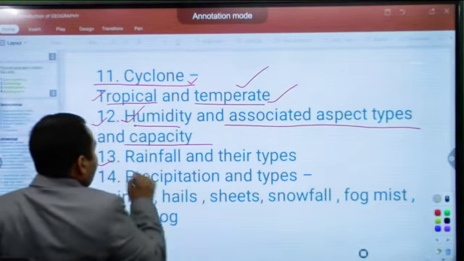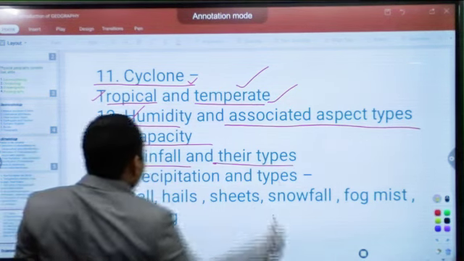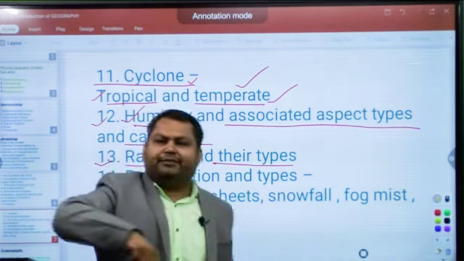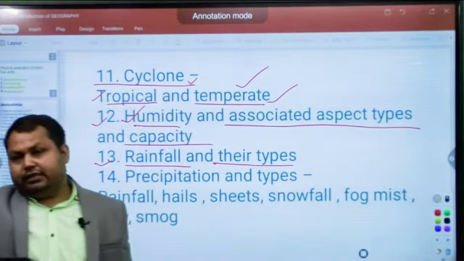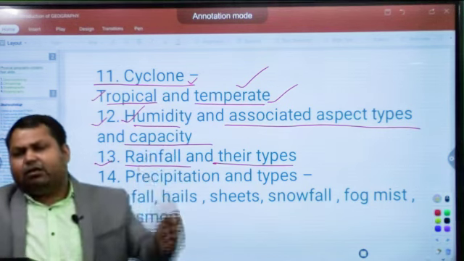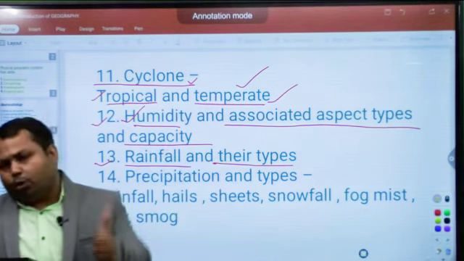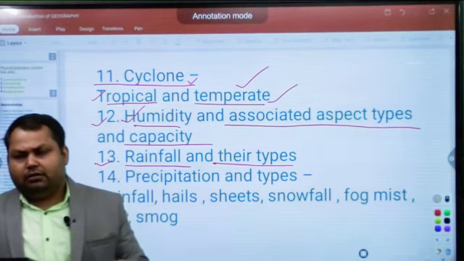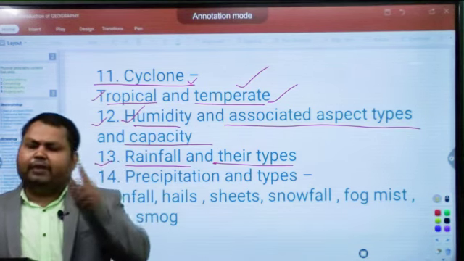The 13th topic is related to rainfall and their types. What is rainfall? Falling of water droplets under influence of earth gravity is called rainfall. Remember that all these topics will take much time. I am just introducing the syllabus here. Remember this point and never forget.